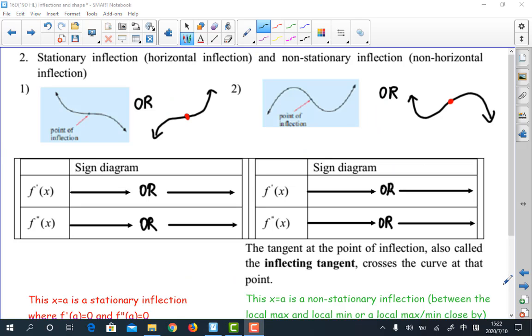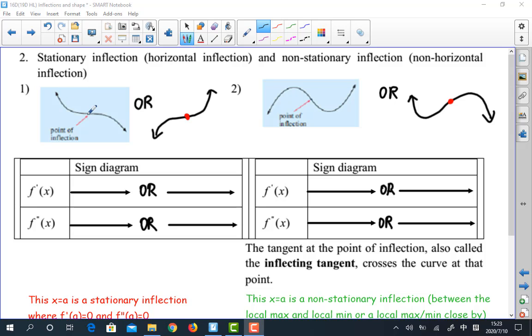Right now, let's focus on the points of inflection, involving stationary inflection and non-stationary inflection in this section. Section 2. Stationary inflection, which is a horizontal inflection. This one means at this point you should have a horizontal tangent line. And a non-stationary inflection, non-horizontal inflection. So at this non-stationary inflection point, you should have an oblique tangent line.